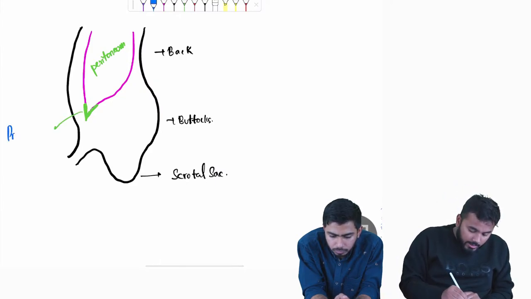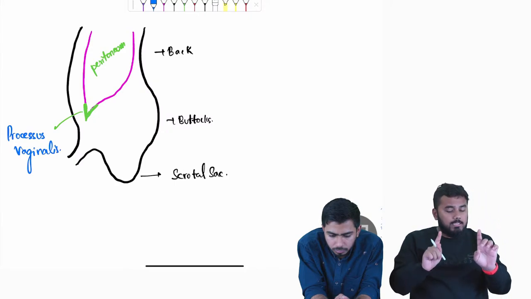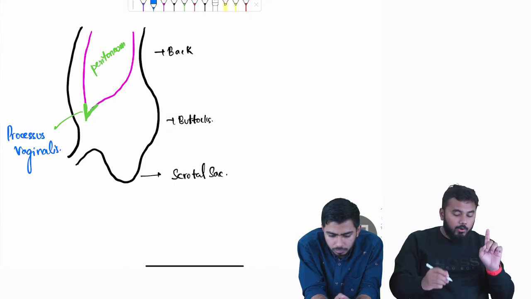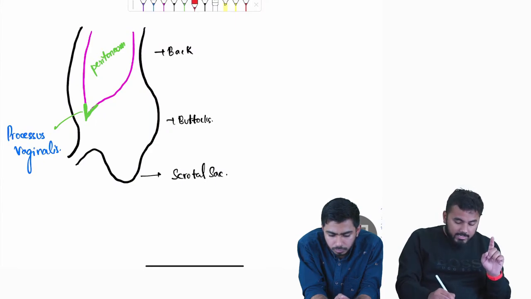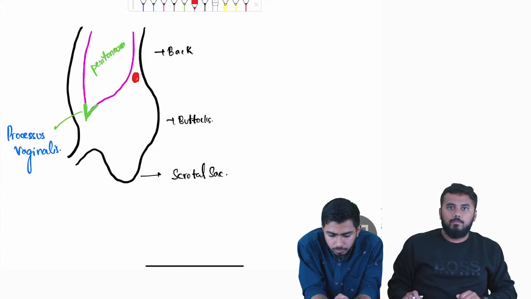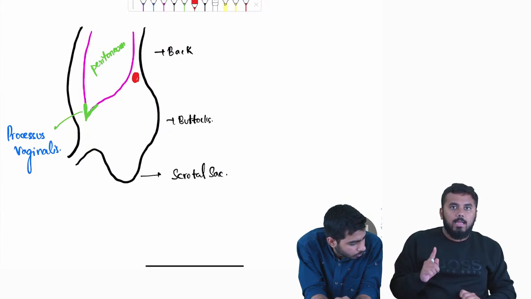This is called as processus vaginalis. Now, what is the function of processus vaginalis? I'll tell you in a minute. But one very important thing you need to know is that your testis is in the abdominal wall right now. Okay. Your testis is in the abdominal wall right now in this condition here.